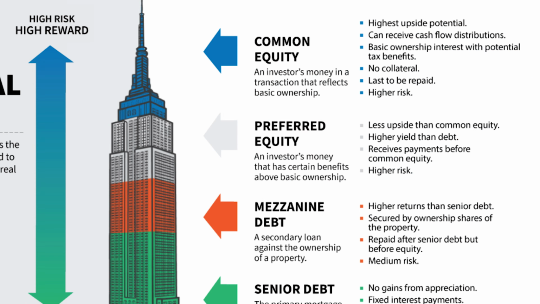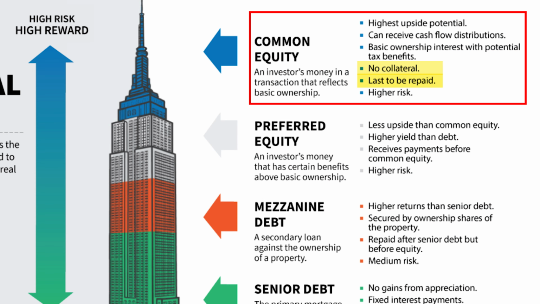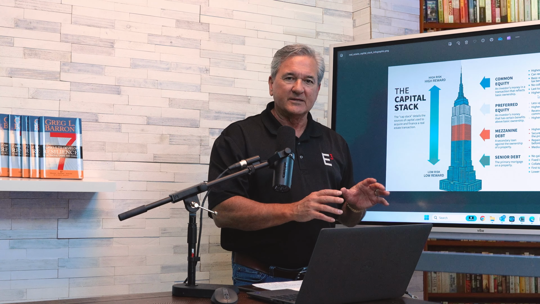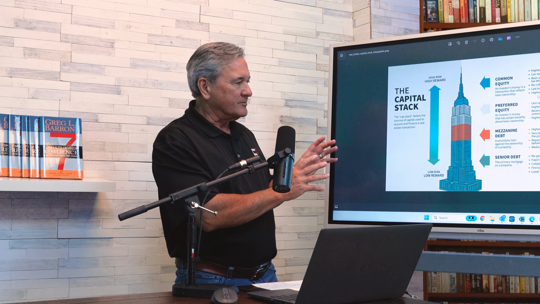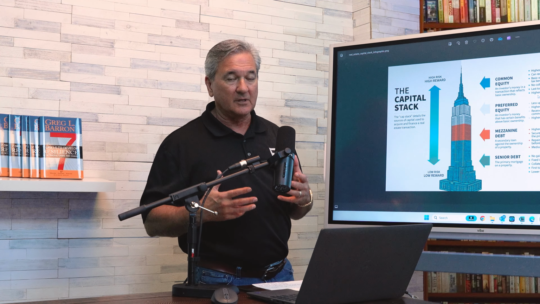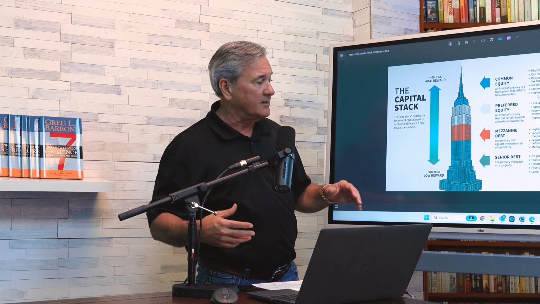There's usually no collateral. We are the last to be repaid, and it's the highest risk. This, generally speaking, is how most deals are structured. If I had to tell you what 90% of most deals that I see are done with, it's senior debt and common equity.